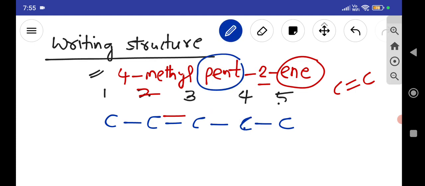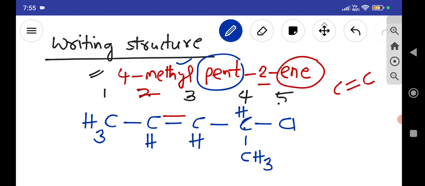Then after that they have given the alkyl group methyl at fourth carbon. So here you can write CH3, so it will become methyl group at fourth. Then the last step is you have to complete the hydrogen. So here 3, now already 3 bonds are done, so remaining 1 H. So this is the H and here CH3. So hope you have understood this.